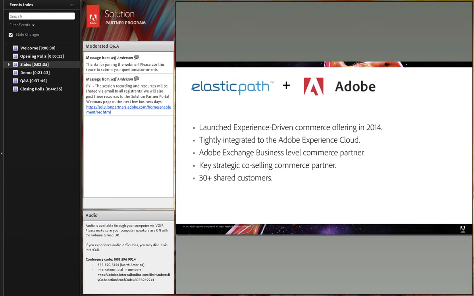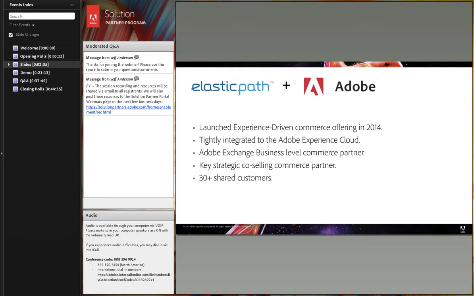We are very tightly integrated. The Commerce Integration Framework, we continue to innovate with Ryan and team to make sure that we're staying up to speed on what's happening from an Adobe perspective. We are the first Adobe Exchange Business Partner Commerce partner. The Exchange program is the partner program for us technology companies that partner with Adobe. So we're the first commerce partner, not the only one at the moment, but the first one that jumped in.